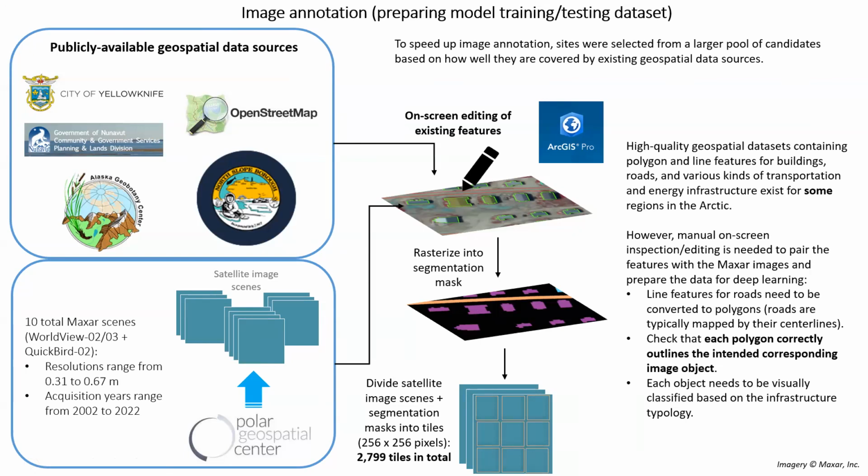So this really speeds up the process because you don't have to go in and manually digitize buildings or roads or whatever yourself. It's already there for you, but there's still a processing bottleneck because somebody still has to go and do manual on-screen inspection and editing of the data in order to ensure that it's paired up with the actual images that you're using, right? And so in total, I'm using 10 Maxar scenes from the Worldview 2, 3, QuickBird 2 sensors. Here's the resolutions. In total, I have 2,800 input tiles.